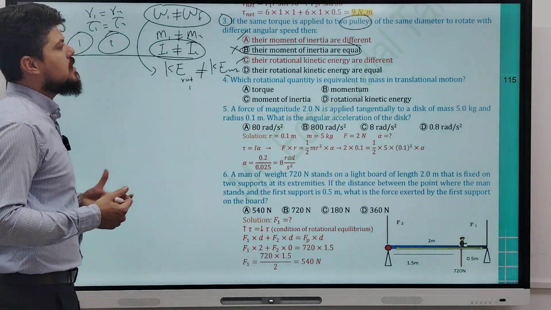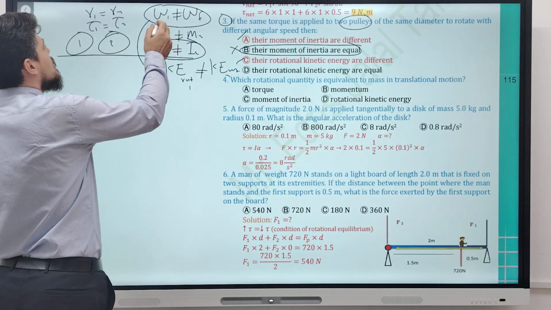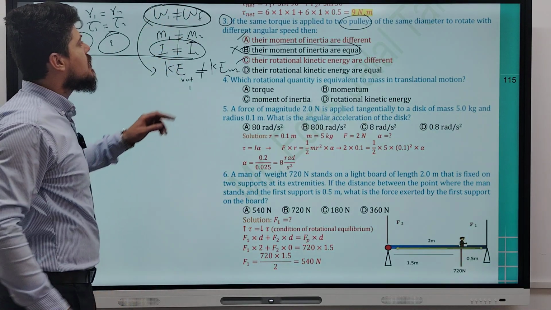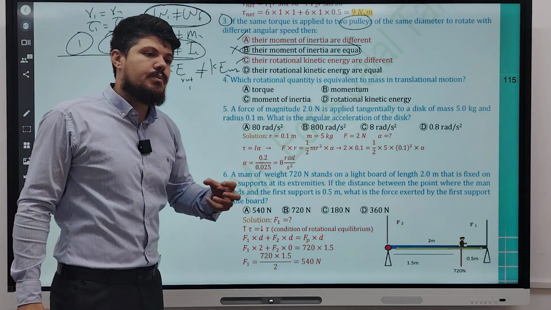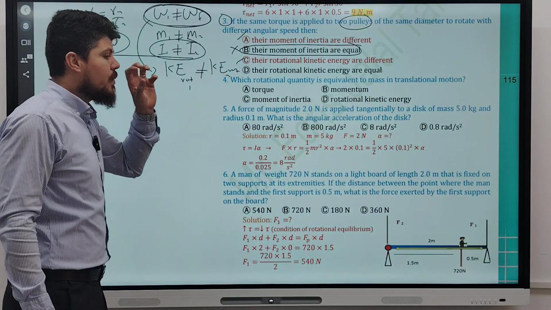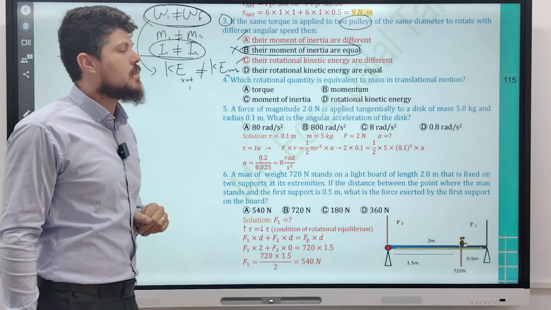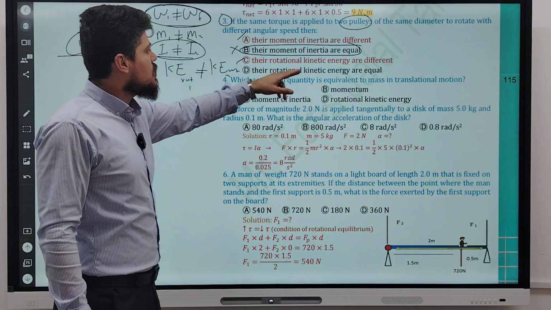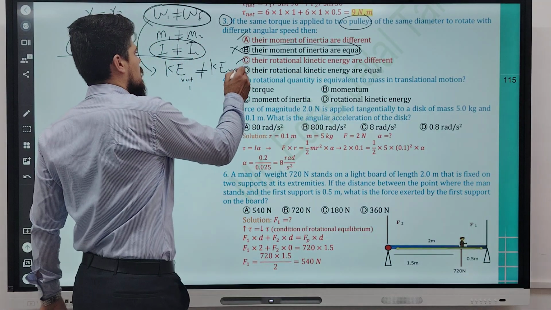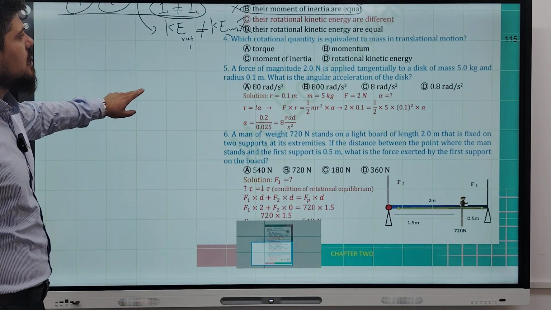Their rotational kinetic energy are different? Yes. Why? Because the question mentioned that the angular speeds are different. Different angular speed means that they have different rotational kinetic energy. Okay? So when does rotational kinetic energy become equal? If the angular speed and the moment of inertia are the same. Their rotational kinetic energy are equal? No, not equal. So in this question, option A and option C are correct.